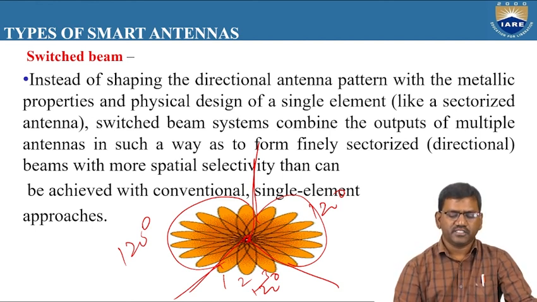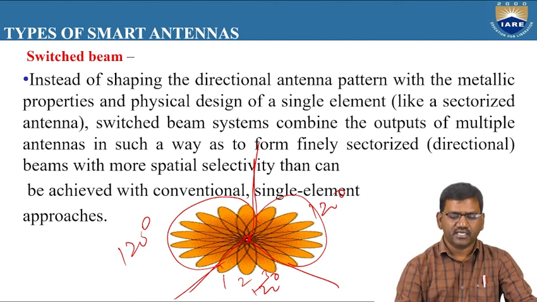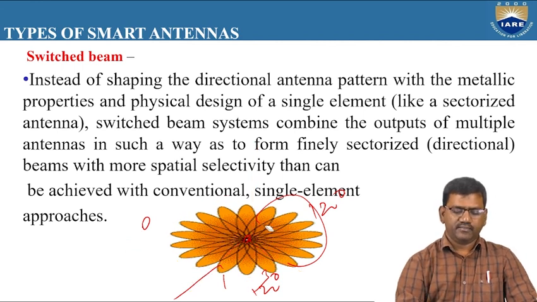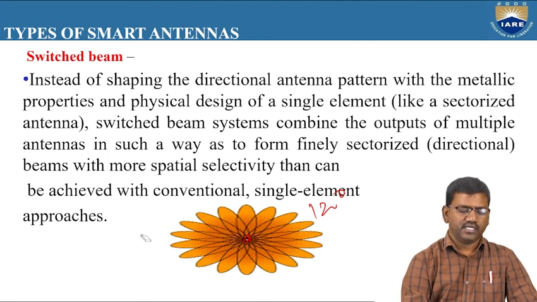Right? The switched beam systems combine the outputs of the multiple antennas in such a way as to form finely sectorized beams with more spatial selectivity than can be achieved with the conventional single element approaches. So let us conclude the smart antenna system. What are the basic disadvantages in the conventional system compared to the smart antenna system?